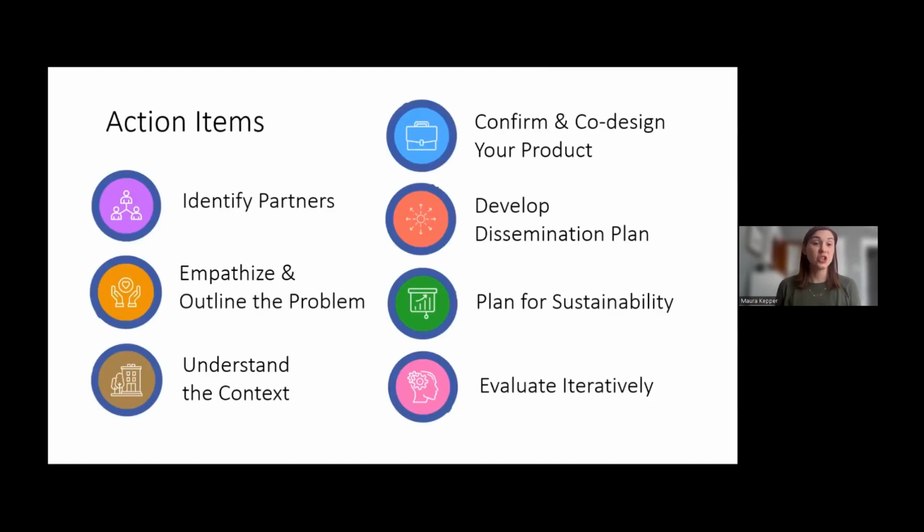The key action items you would walk through as a team are identifying partners, empathizing and outlining the problem. You think about what the context of your project is. You think about how you can co-design your product, developing a dissemination plan, planning for sustainability, and then evaluating iteratively.